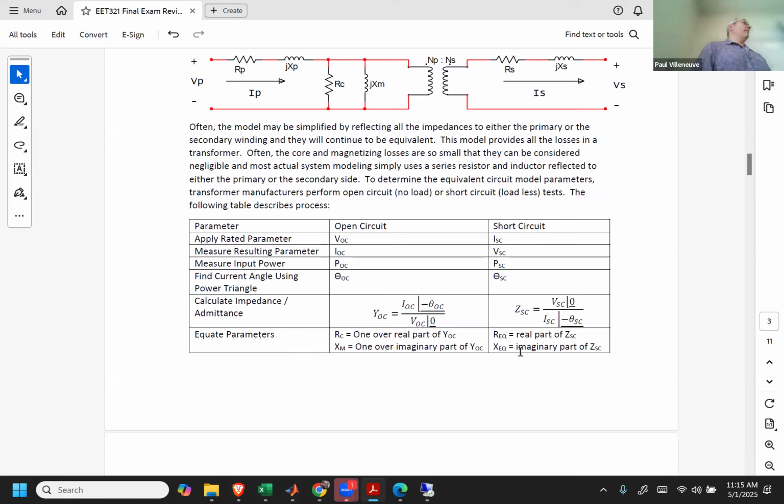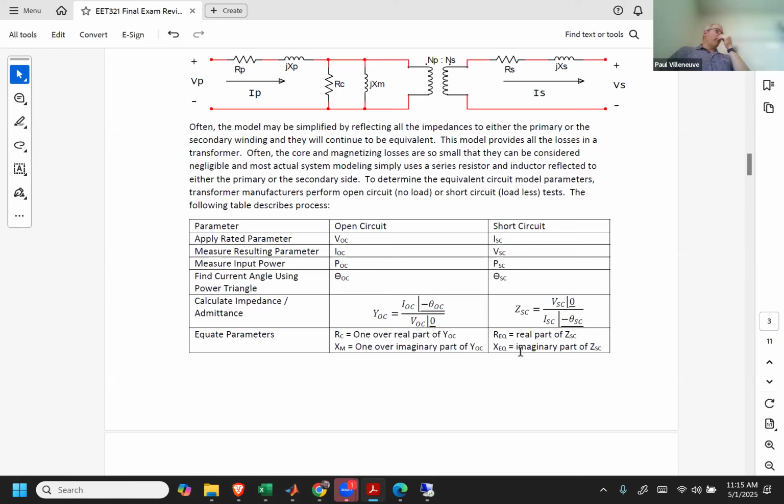And I even label them as to what these individual parameters are. Make sure you apply the rated parameter. In the open circuit test, that's V open circuit. In the short circuit test, it's I short circuit. Then you measure the resulting parameter. You've applied a voltage or a current. Now you have to figure out what is the other value that is being dictated, because I'm applying a rated value. In this case, it's either voltage or current, depending on which test you're doing. And you can see I've labeled them: ISC, VSC, or IOC, VOC.